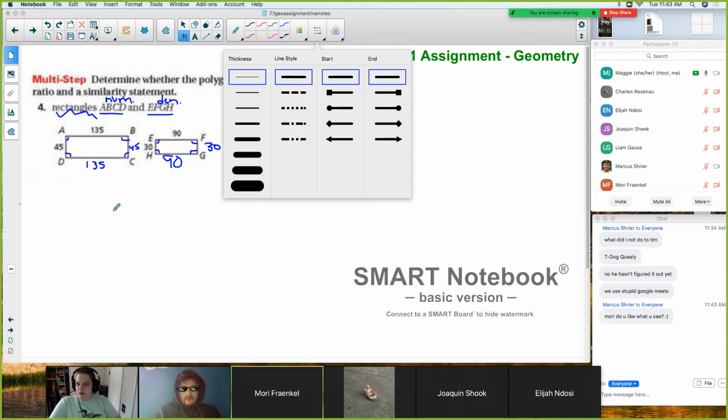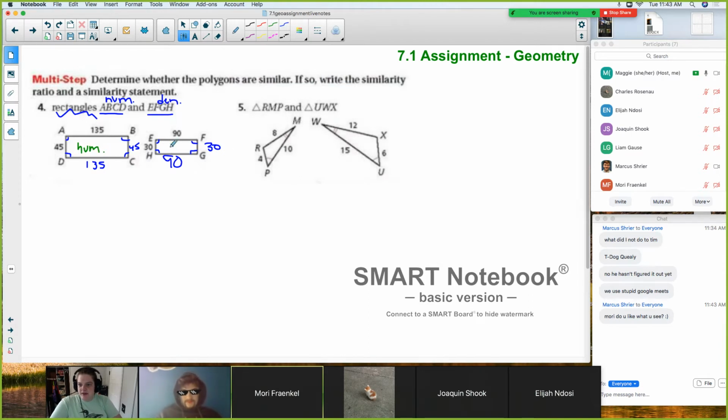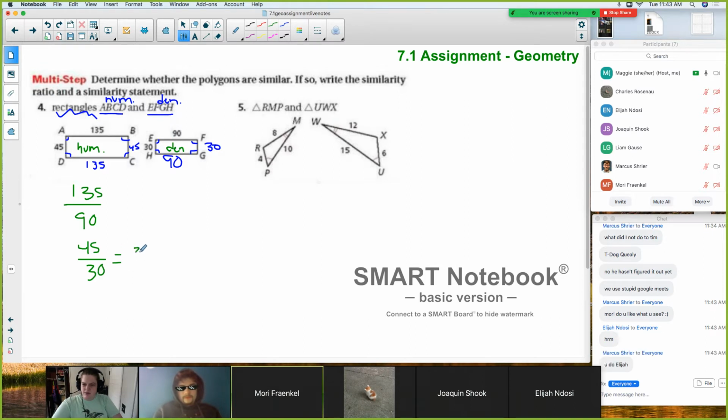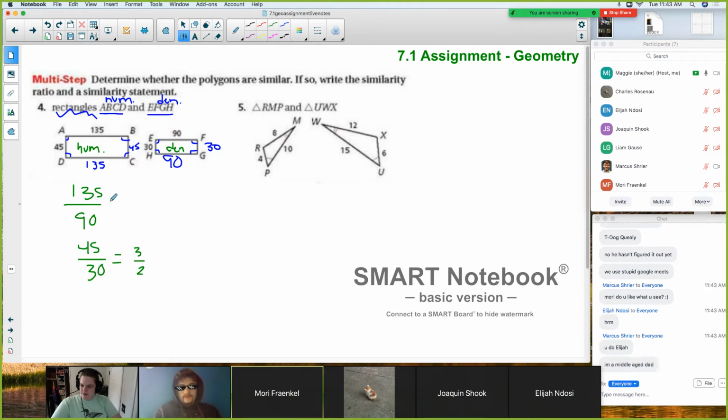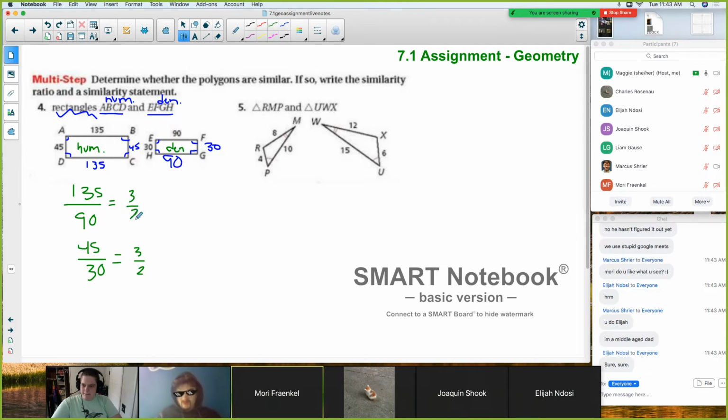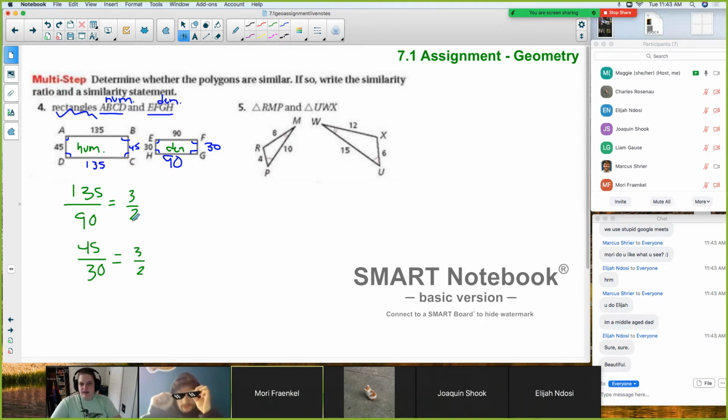So we just need to pick one set of numbers. So I'm going to use this one again as my numerator and this one as my denominator. And it doesn't matter if I picked 135 over 90 or if I pick 45 over 30, because since they are all equal and proportionate, they all work. So 45 over 90 reduces to 3/2. And does this one reduce to? Yeah, it does. 3/2. How nice is that? So either way, your similarity ratio is this guy.